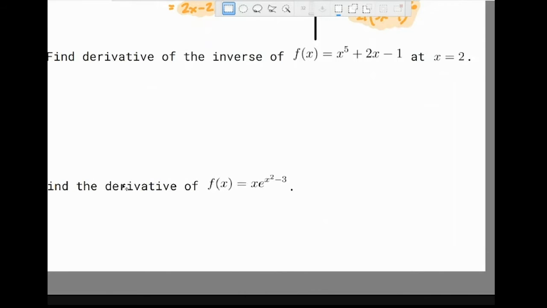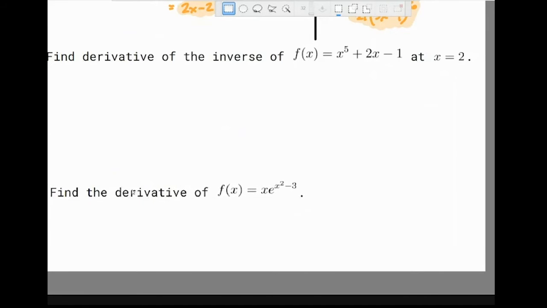What a lot of people do right away is they switch the x's and the y's and they try to solve for the y. It's not going to happen on this one. You can imagine y to the 5th plus 2y. You cannot isolate a y on that, or get y by itself. So I highly advise not doing that.